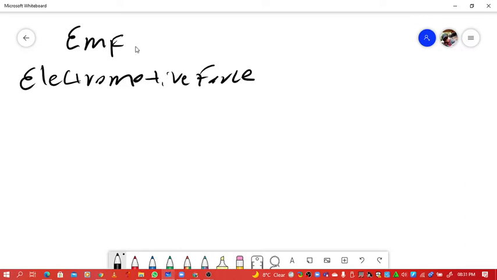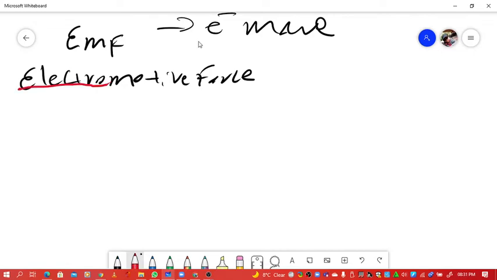Remember last time I told you EMF or voltage is the reason why electrons move. So when we check this, electro means charges, electrons. Motive means movement, force. So this is the force that moves electrons. EMF, electromotive force. So for current to exist, for current to move in a second, EMF is required.